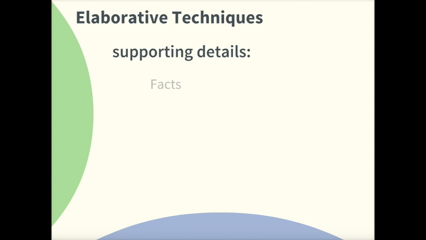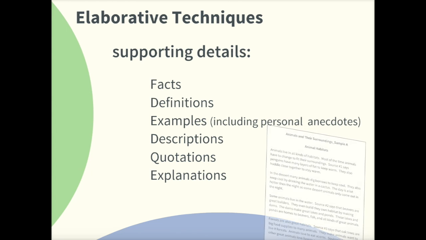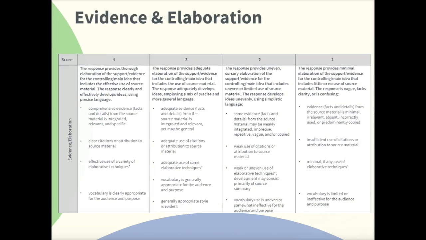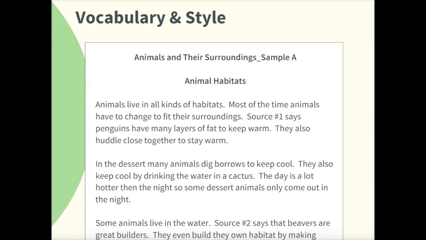These details may take the form of facts, definitions, examples, including personal anecdotes, descriptions, quotations, and explanations. In the sample we reviewed, we saw the use of examples of habitats and animals that live in them, descriptions, and facts. Now, what about vocabulary and style? The vocabulary is generally appropriate for the audience and purpose.